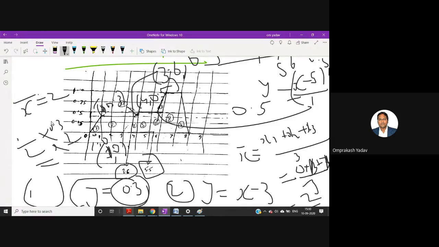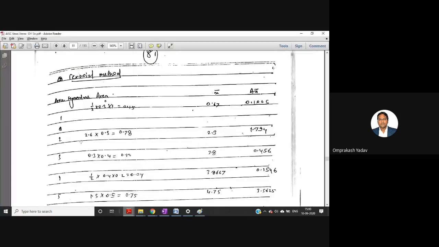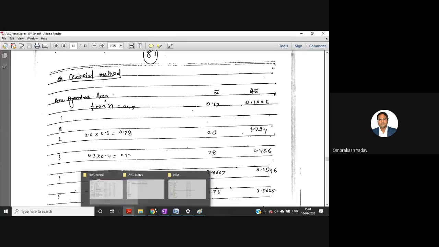So what you can do, you can multiply A x bar. So it's 2.6 multiplied by, oh, somewhere I made a mistake. Let me check the points.